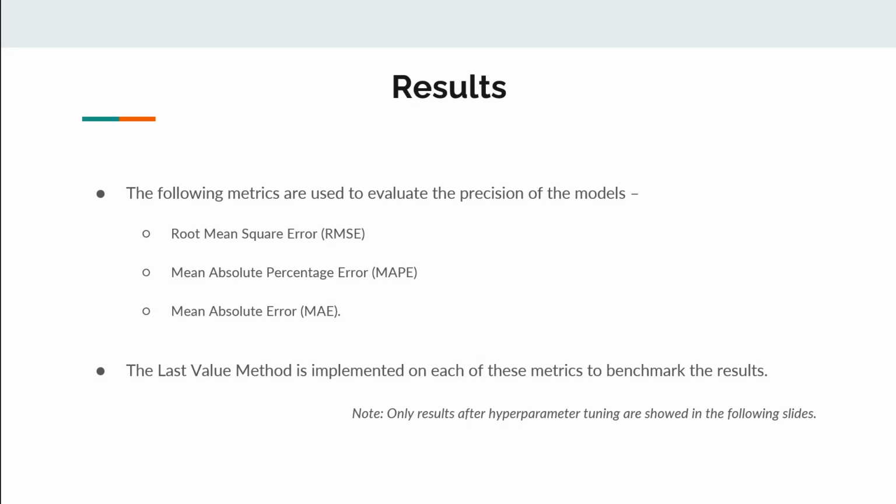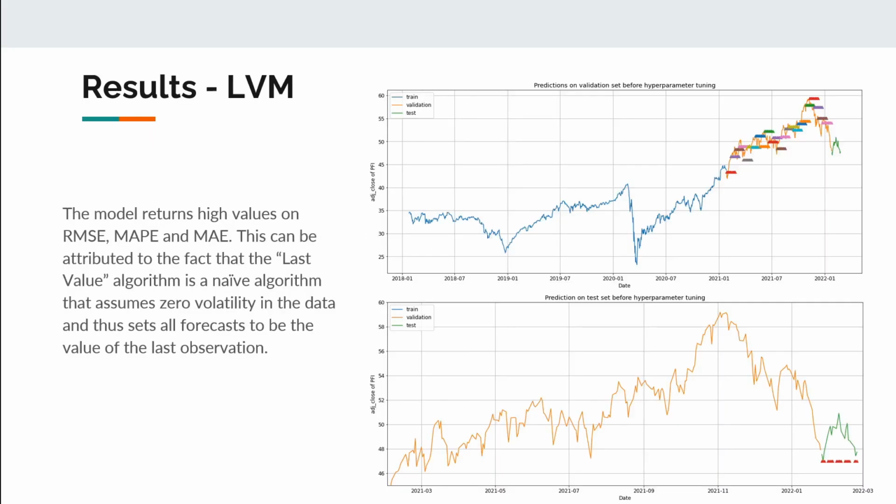Now we talk about the results. The following metrics are used to evaluate the precision of the model. The first is the root mean square error, the second is the mean absolute percentage error, and the third is the mean absolute error. The last value method is implemented on each of these metrics to benchmark the result. It must be noted that only results after hyperparameter tuning are shown in the following slides.